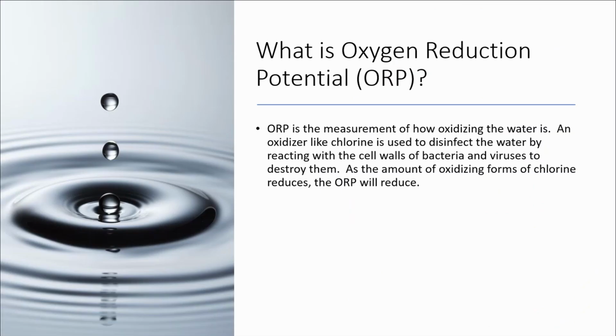So what is oxygen reduction potential? It's referred to as ORP. And for those of you who are falling asleep, this is one of the questions you're going to have to answer to prove that you're paying attention. Oxygen reduction potential is the measurement of how oxidizing the water is. An oxidizer like chlorine is used to disinfect the water by reacting with the cell walls of bacteria and viruses to destroy them.